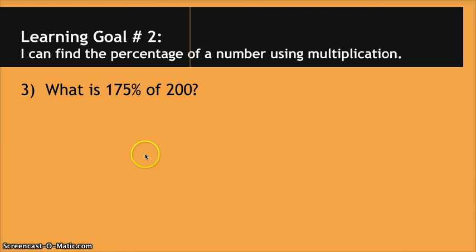This is our third problem. What is 175% of 200? Go ahead and solve this on your own and bring it into class. And remember, we all make mistakes. Mistakes are normal.